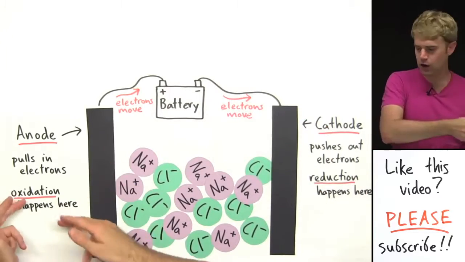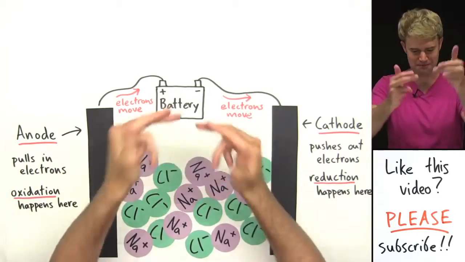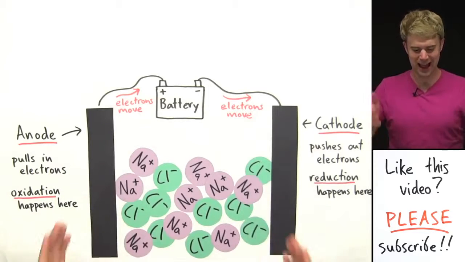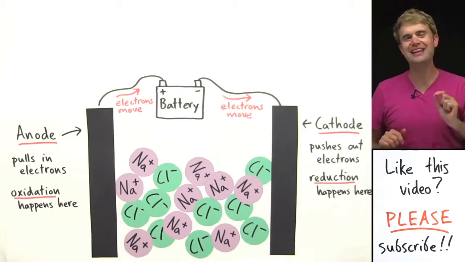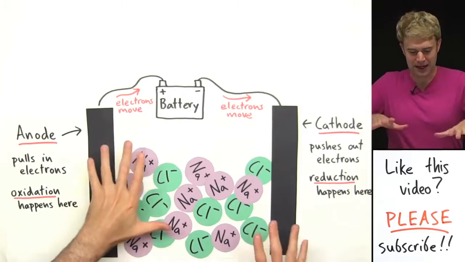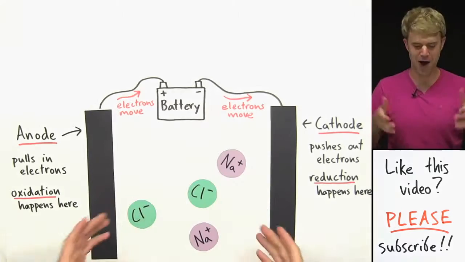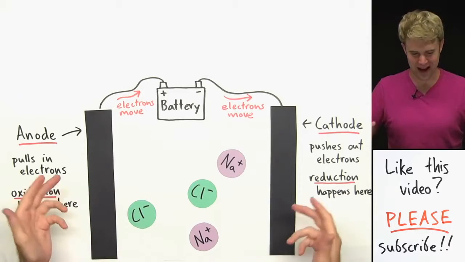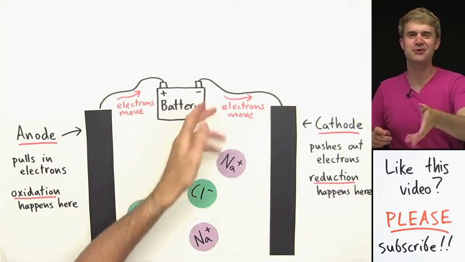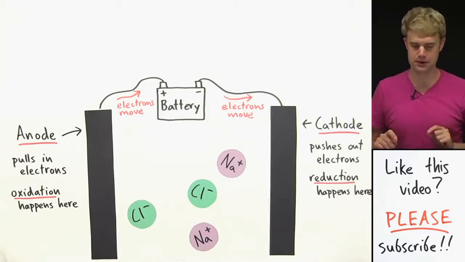So we got the anode and the cathode. We got the battery, the electrodes, and the sodium chloride. We're ready to do some electrolysis. I'm going to get rid of a few of these ions to make the process a little bit clearer. Okay, that's a little bit clearer. So now, we hook the battery up to the electrodes, and this is what happens.